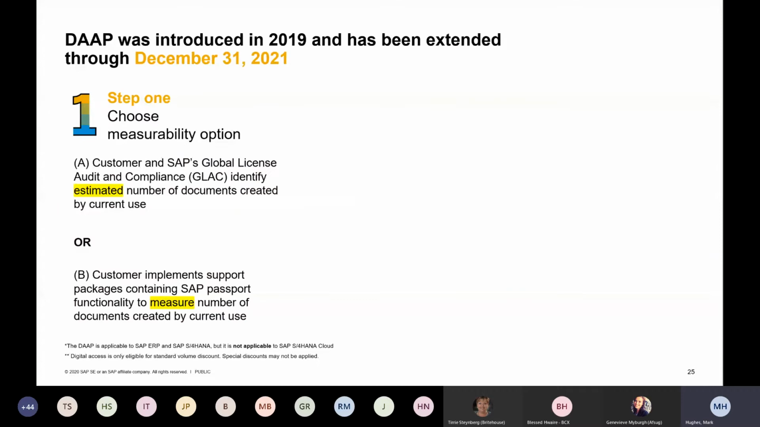So the adoption program, as I said, extended now to December 2021, is essentially a two-step process. The first step is to figure out how many of these digital access documents you might need. And there we offer you a choice. Either you can estimate how many you need, and we can assist you with that, or you can actually set your systems up to start using the technology that we will and are using to count these documents and let it run for a certain amount of time so that you can get an actual measurement and remove any of the guesswork or the risks of getting this wrong.